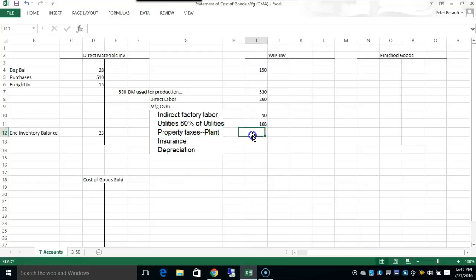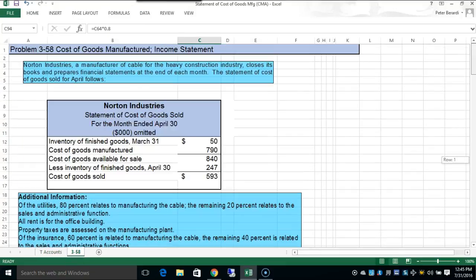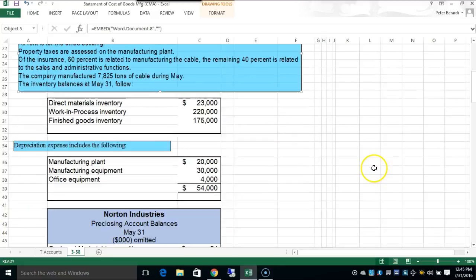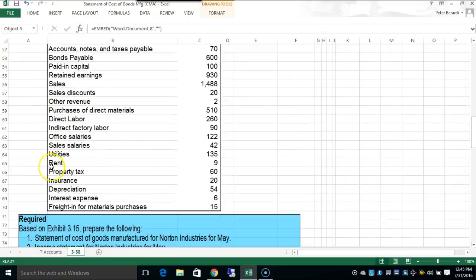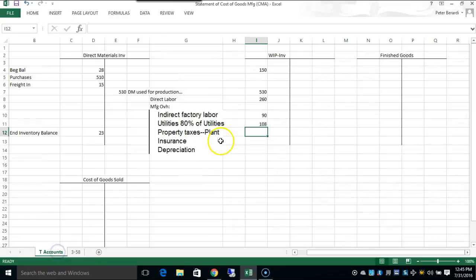Property taxes, plant. The problem said that all property taxes are manufacturing related. Property taxes are assessed on the manufacturing plant. So let's go to our chart of accounts or our trial balance and see our property tax number is 60. So we take all of that number.